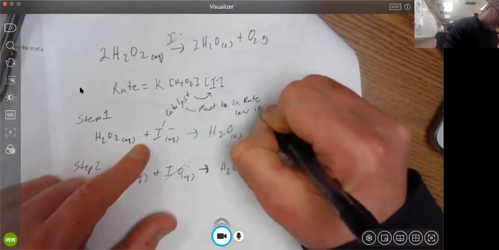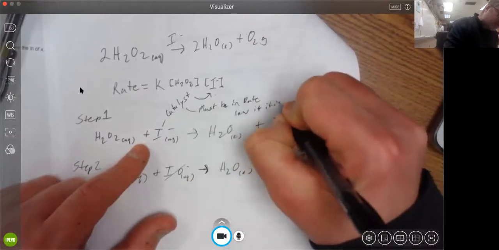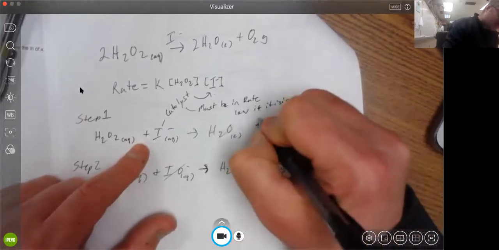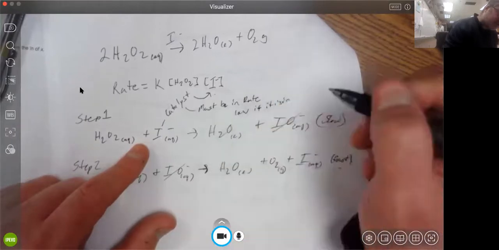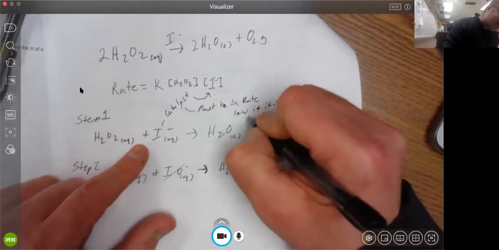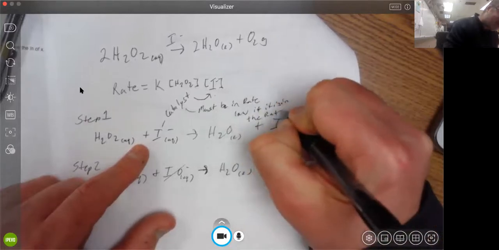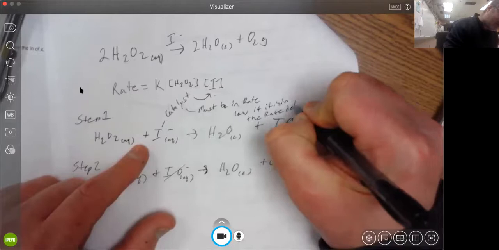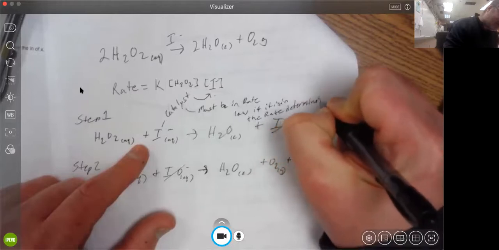If it's in the rate determining step. If it is in the rate determining step.